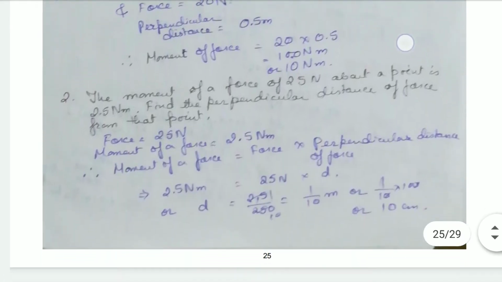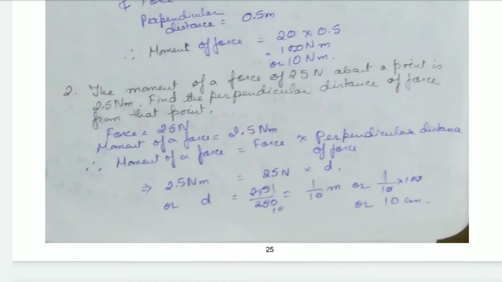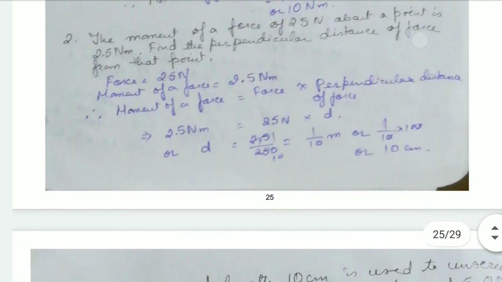Next, the moment of force of 25 Newton about a point is 2.5 Newton meter. Find the perpendicular distance of the force from that point. Again, force given is 25 Newton, and moment of force given is 2.5 Newton meter. So moment of force is equal to force into perpendicular distance of the force. So that will give the distance as 1 by 10 meters, or 10 centimeters.